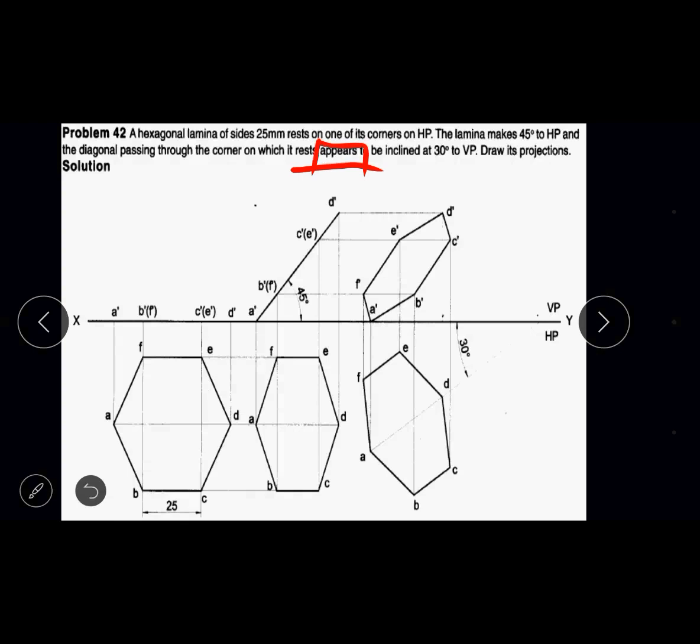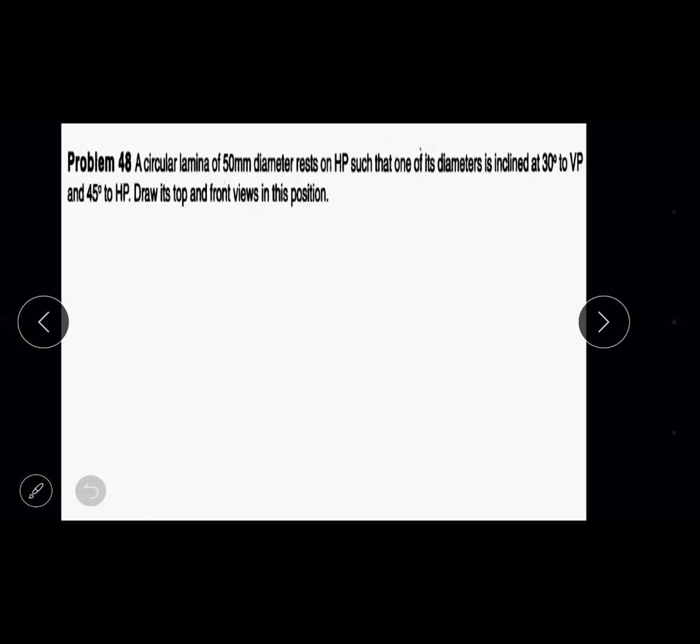So there is no necessity of finding the beta angle. You can directly construct the 30 degree line, place the diagonal of the lamina on the 30 degree line, and go ahead with the same procedure. There is no necessity of finding the beta angle, because the given angle itself is the beta angle, as the word appear has come. The appear word is used for the beta angle, and if the appear word doesn't come, then we have to find out the beta angle. Okay, so we'll go ahead with the next problem on the circular lamina.